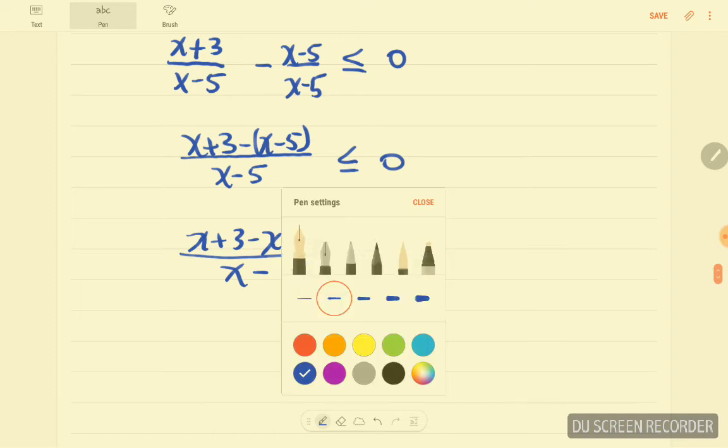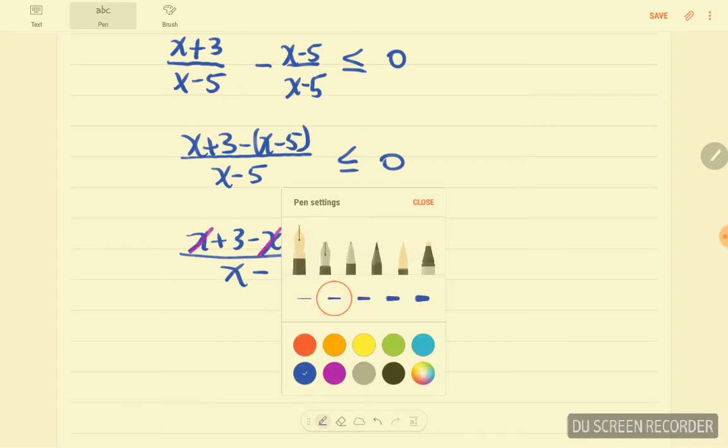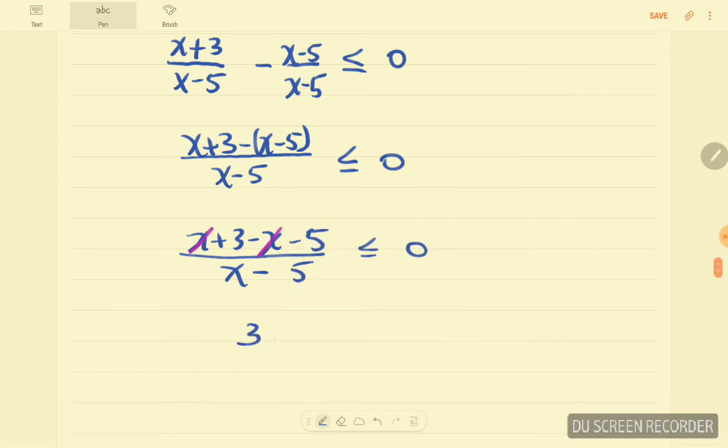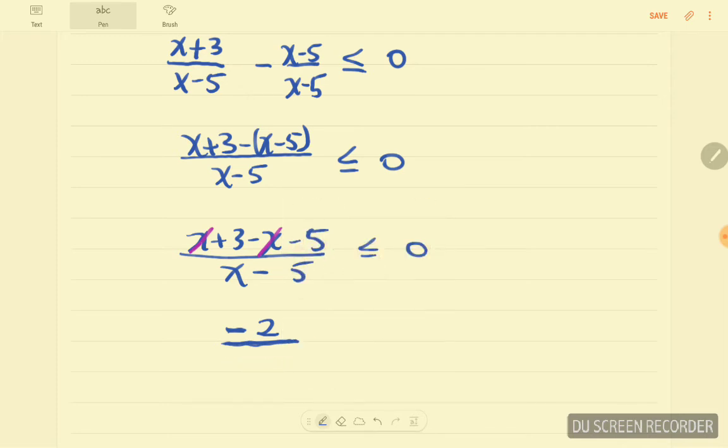And then you see here the x's cancel out again. Positive x minus x. But now I have 3 minus 5, which is -2, in the numerator, and then over x minus 5.